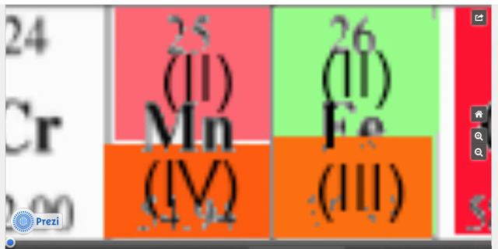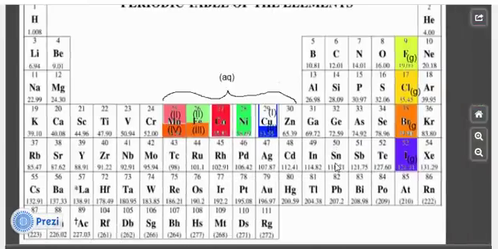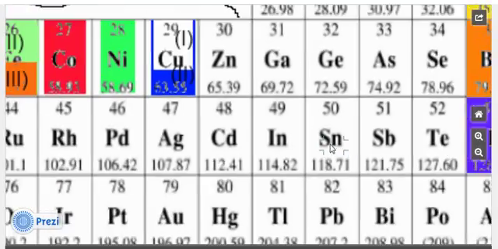Now the rest of the transition metals you can probably figure out on your own. One that I forgot to highlight on here is tin. Tin in solution is usually clear. If it has a precipitate, tin precipitate is a yellowish color, like a faint yellow.